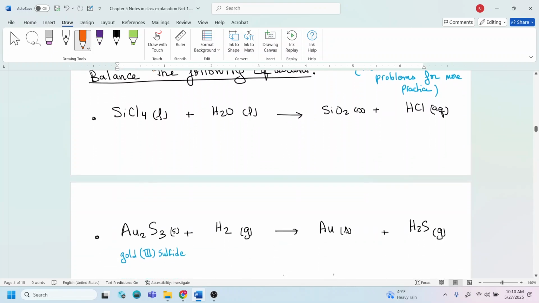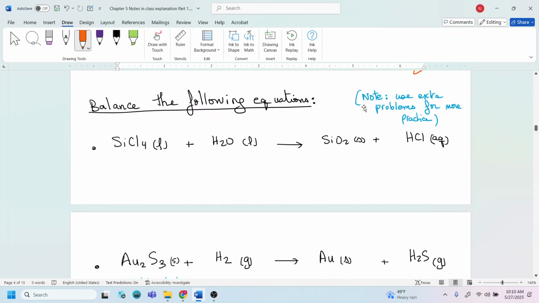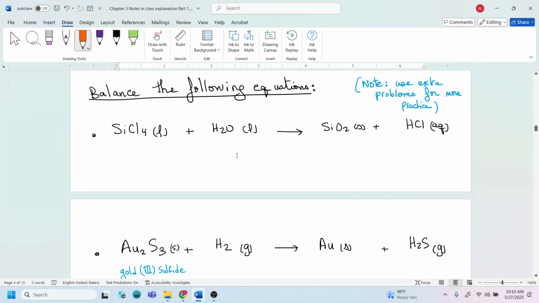Let's have more examples. You guys, if you go to eCampus, there is an extra practice problem set that I posted for balancing chemical equations, together with its key. Go ahead and do it. This is not a homework, but it is extra practice. It does have the key as well.